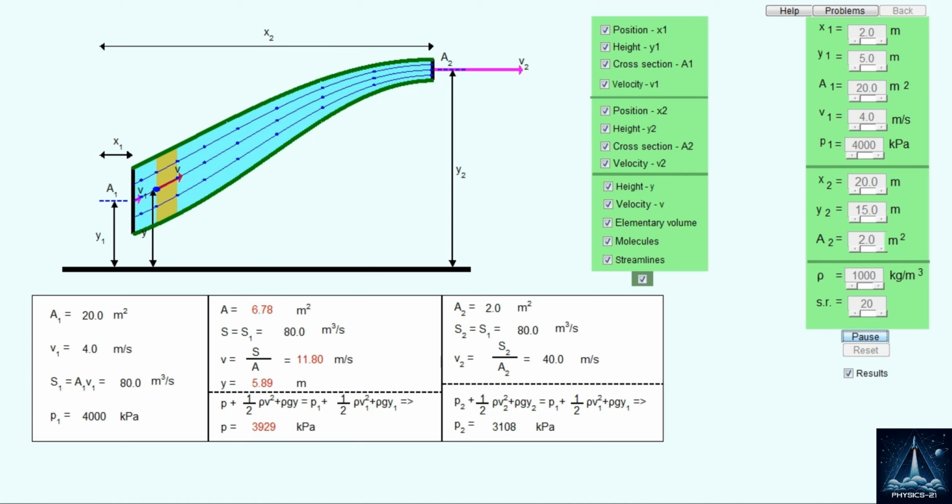In the results table, we display the equations of continuity and Bernoulli's equation, which describes the motion of a molecule with velocity v1 and experiencing pressure p1 at cross-section A1. We calculate the following values: v2, the velocity of the molecule at cross-section A2; p2, the pressure at cross-section A2; v, the velocity of the molecule at height y; p, the pressure of the fluid at height y.